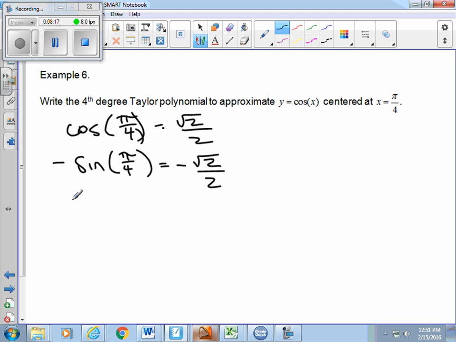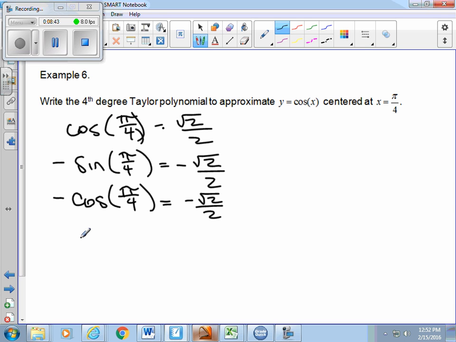Then I need the derivative of that, which is negative cosine of pi over 4. For this approximation of cosine, is every other term going to go away, like it did when centered at 0? Why not? The derivatives aren't 0, right?